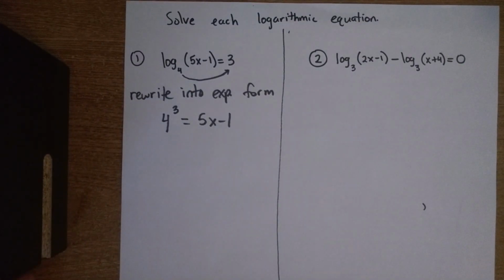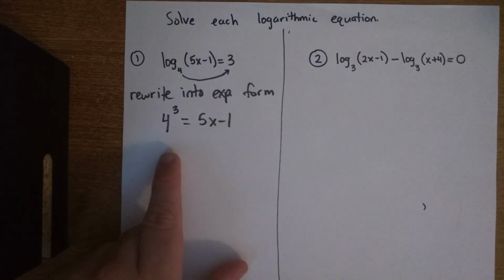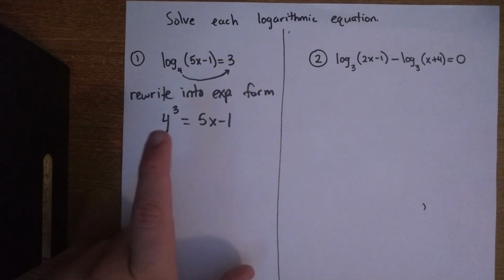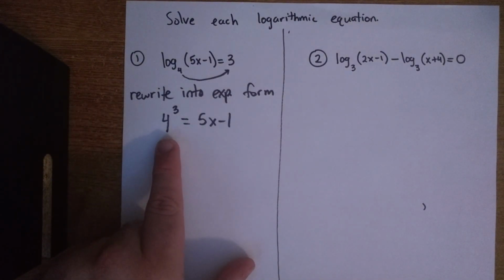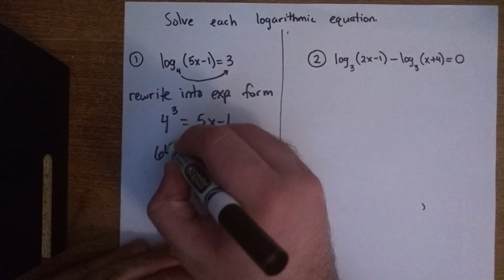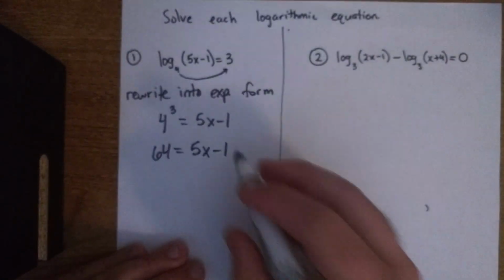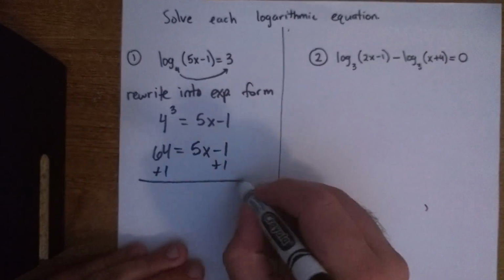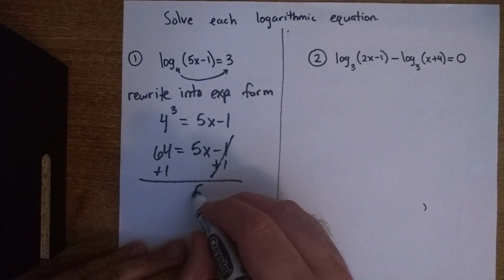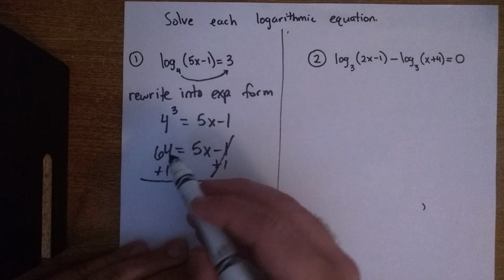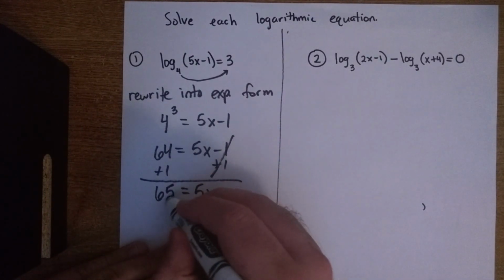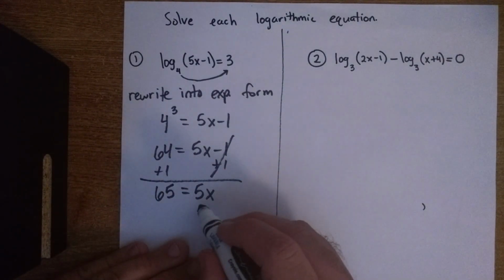Well, I think solving for x is pretty simple from here. We'll just go through it real quick. Go by your order of operations. 4 cubed is 64. So we're just going to replace 4 cubed with 64. We're going to go ahead and add 1 to both sides so that these reduce. We have 5x left over on this side. 64 plus 1 is 65. And then the last step is to divide by 5.